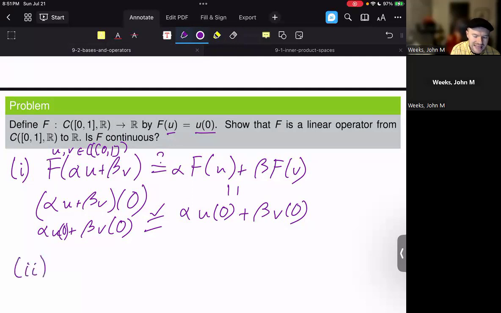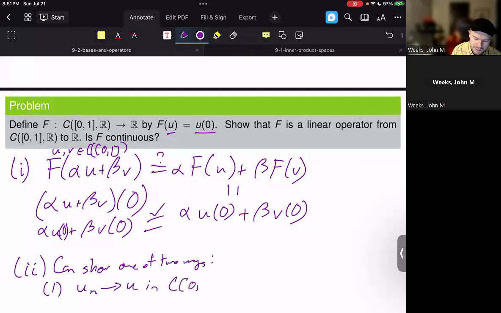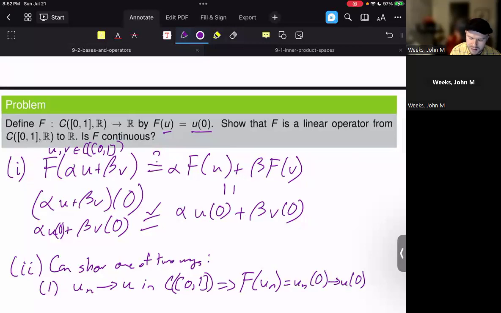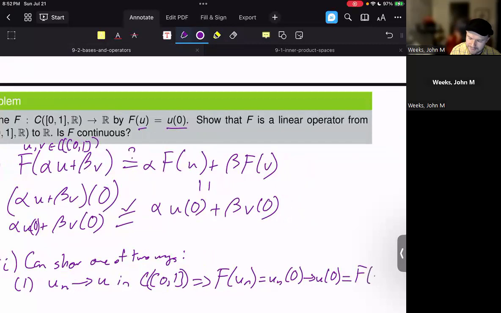Now the question is, is f continuous? We can show this one of two ways. One, we can show if u sub n converges to u in the space of continuous functions from 0 to 1, then that implies that the values f of u sub n, which is equal to u sub n of 0, converges to u of 0, which would be equal to f of u in this space.